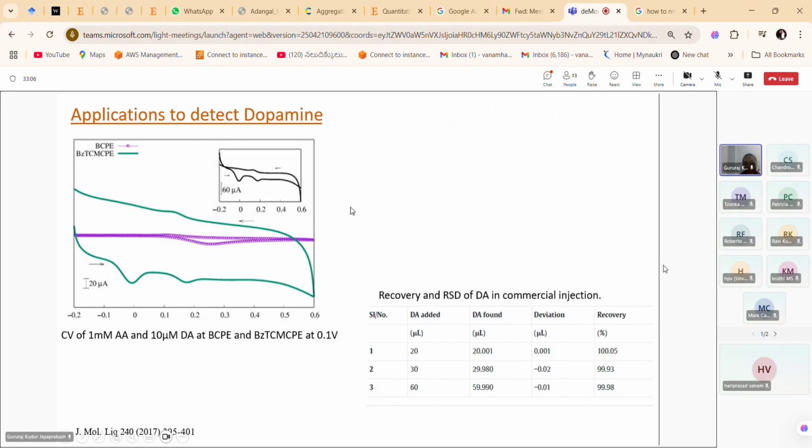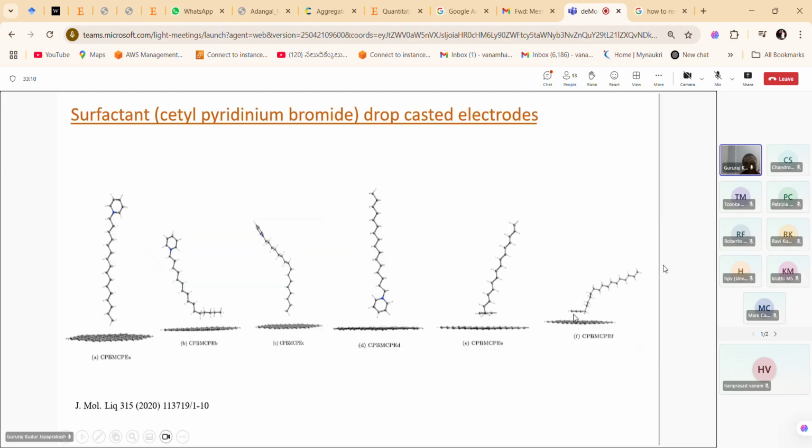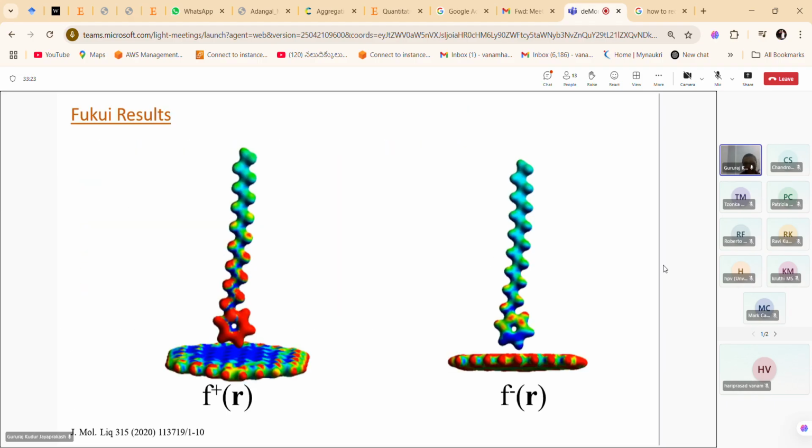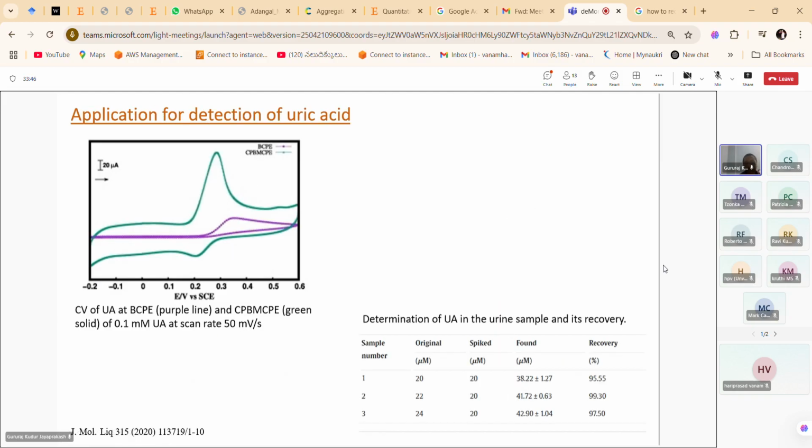Then we applied it to a practical application, detecting dopamine in an injection sample, and we found very good results. After getting success, we further extended the model to analyze another surfactant, cetyl pyridinium bromide. Again we followed the same procedure, and by Fukui we can see that, since it is a cationic surfactant, the pyridinium ring will usually get the electron because of the cationic nature. But it is very difficult to remove an electron from here. Then we applied it to the detection of uric acid, and we got a good result.